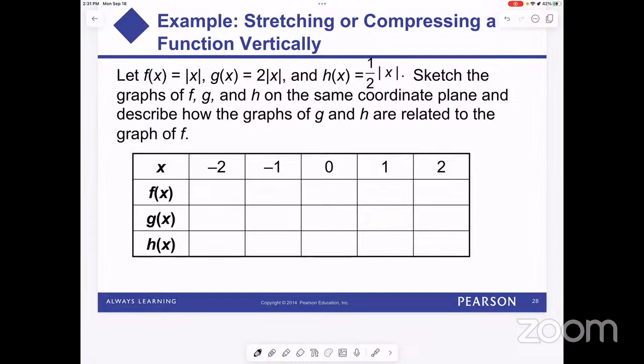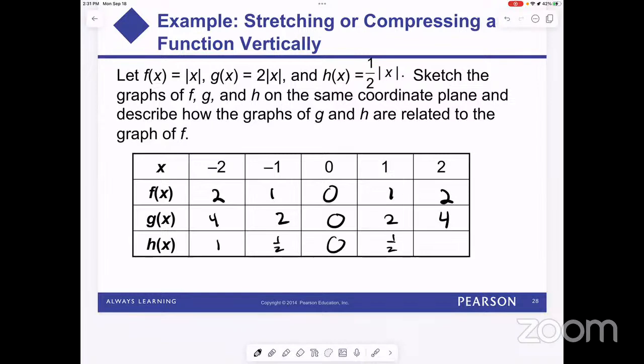And then 1, 0, 1, 2. Okay. So then g, we want to take those results and multiply them all by 2. So then we get 4, 2, 0, 2, 4. And then for h, we want to take the results from f and multiply each of those results by 1/2. So we get 1, 1/2, 0, 1/2.